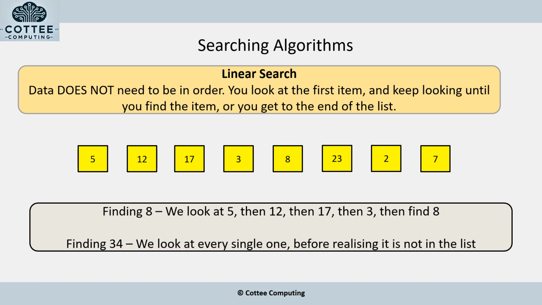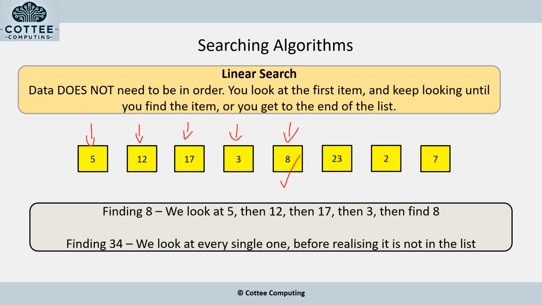You need to know two types of searching algorithms. You've got linear search and you've got binary search. Linear search does not need to be in any kind of order, and all you do is you do it linearly. So you keep looking until you find the item, or you end up at the end of the list, and you start at the very beginning and work your way to the very end. So if we were trying to find 8, we'd look at 5 first. And we would say, well, does 5 equal 8? Nope. Move on to 12. Does 12 equal 8? Nope. Does 17 equal 8? Nope. Does 3 equal 8? Nope. Does 8 equal 8? Yes, we've found it.